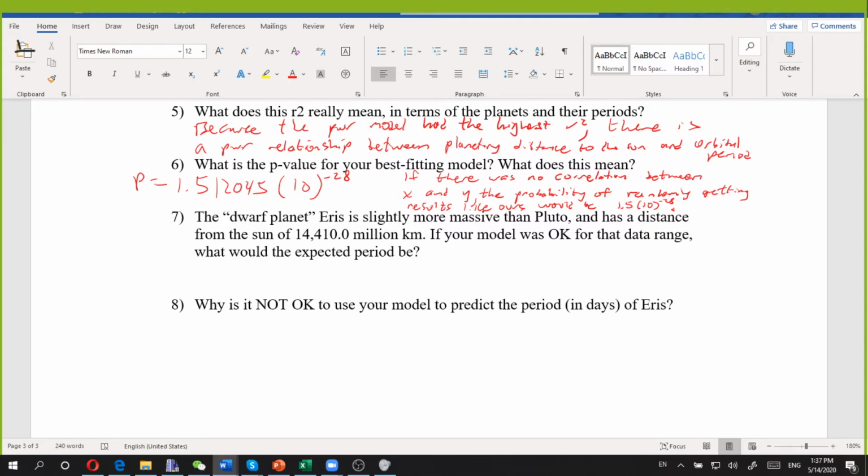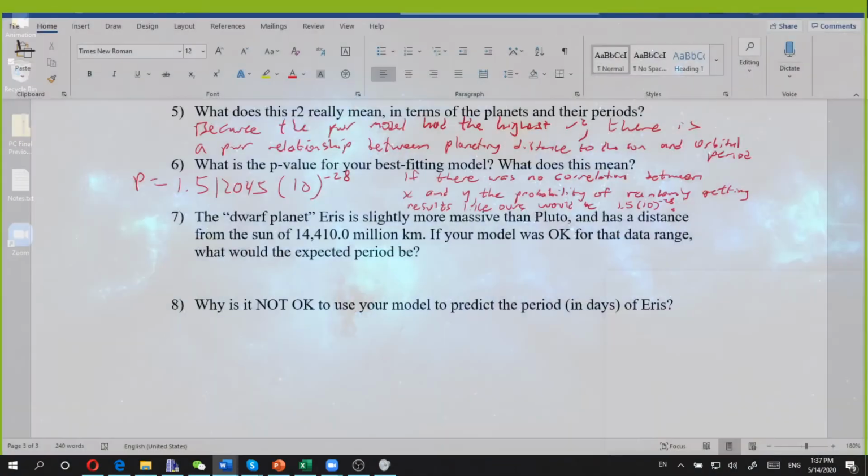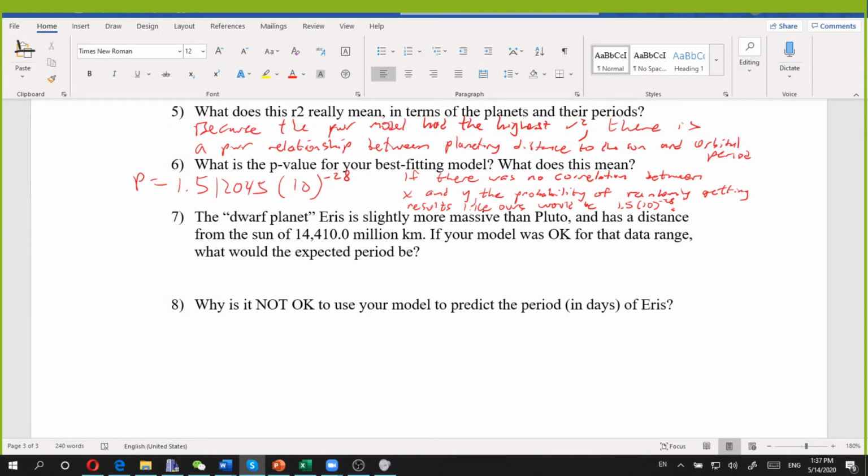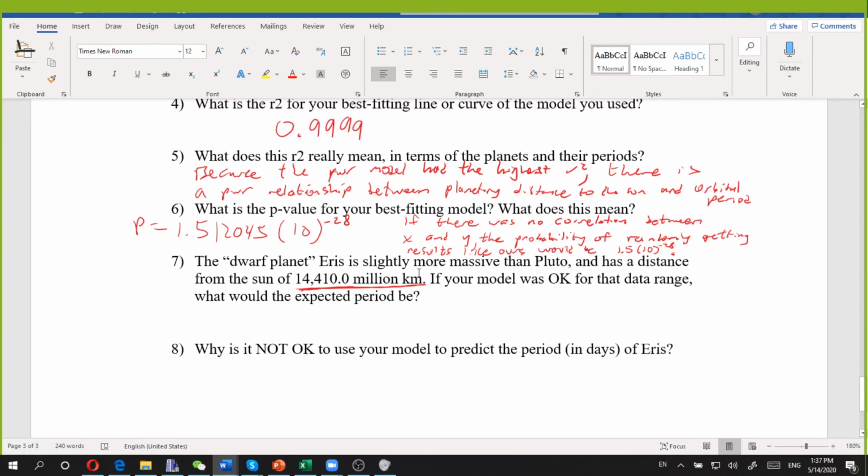So that brings us to our Skype list. On Skype, I've got Nikita and Niall. So starting with Niall, we have a dwarf planet, Eris, which has a distance from the sun of 14,410 million kilometers. If our model was okay for something that large, how could I get the expected orbital period?